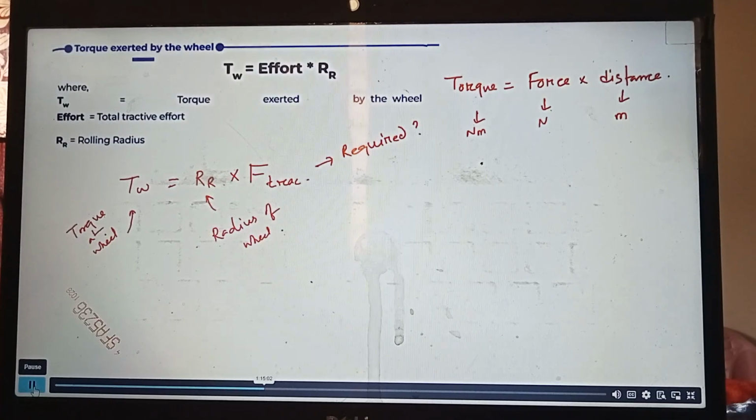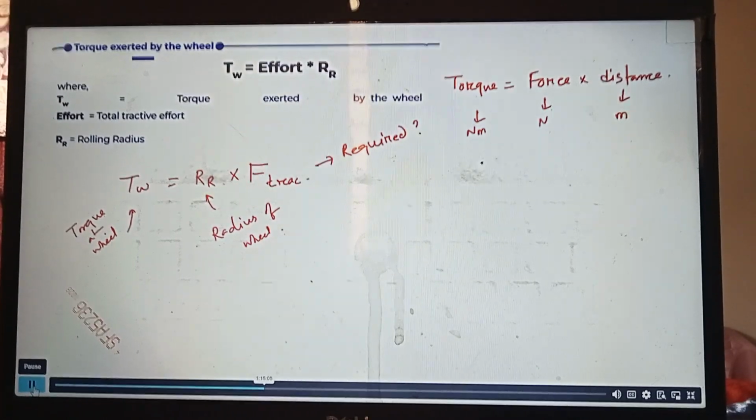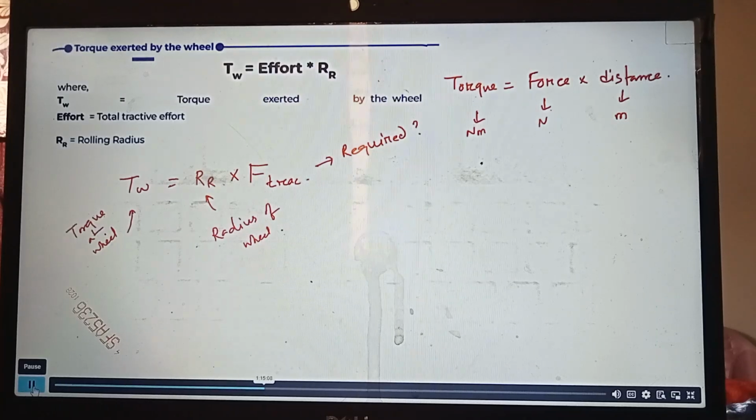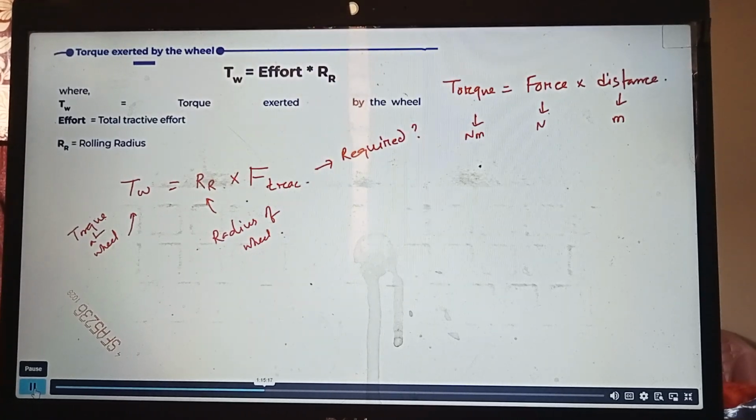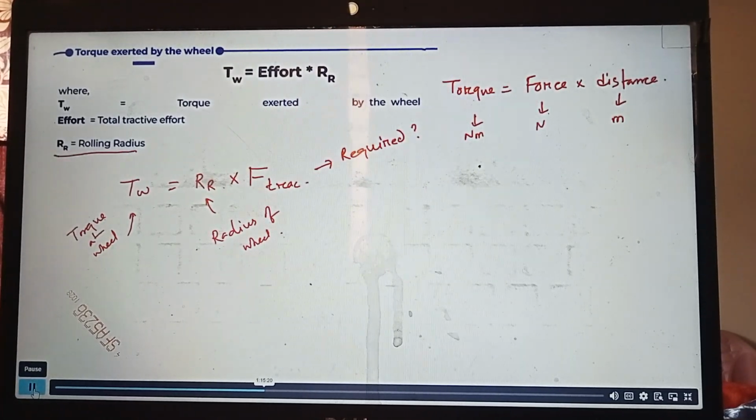And from that, we are going to calculate torque at the motor. Simple. So from the vehicle requirement, from the resistive force calculations, we are going to find out how much is the tractive force requirement. With that, we are going to multiply the rolling radius, basically the radius of the wheel in simple term. And that's how we're going to get how much torque we need at the wheel, okay?